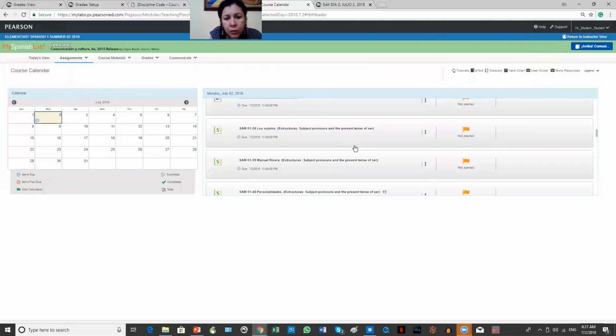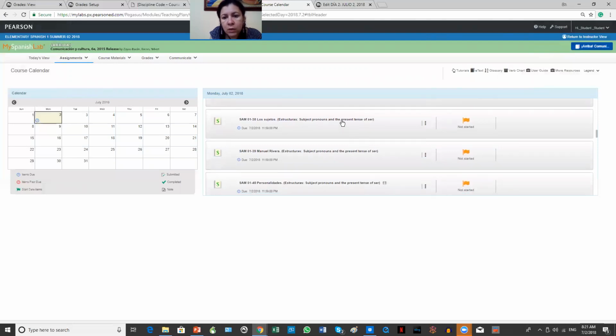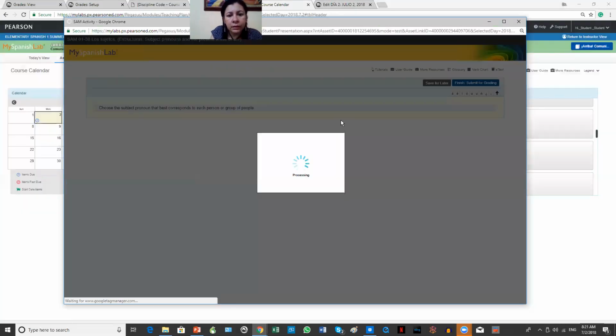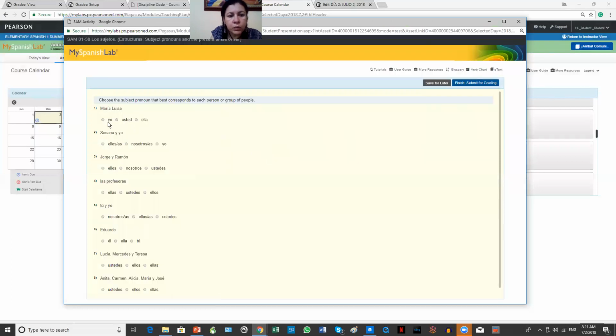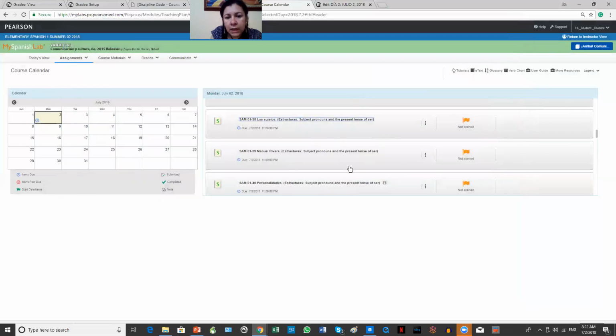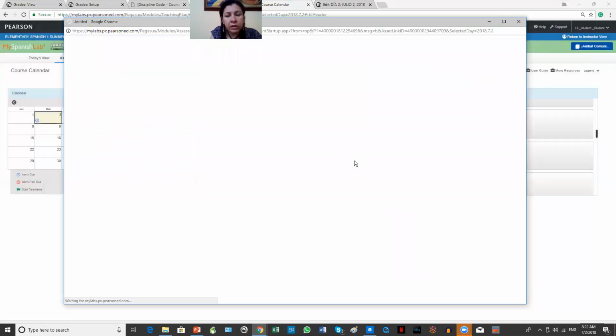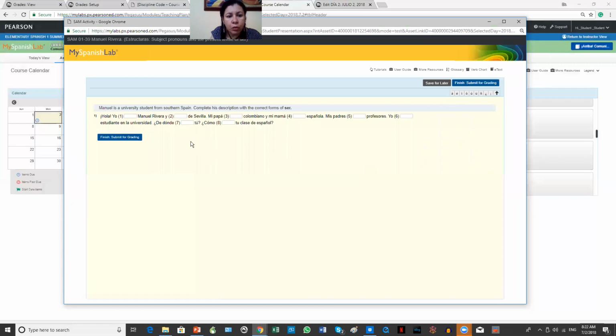Oh, we have more on subject pronouns. Subject pronouns, because I want you to practice that. So here, Maria Luisa, which one corresponds with Maria Luisa? Maria Luisa will be ella. ¿Sí? Susana y yo would be nosotras or nosotros is the best one. ¿Sí? So match the noun, the pronoun that best corresponds with that noun. And subject pronouns and ser. More a little bit of that. I want you to practice this topic because it's very important.